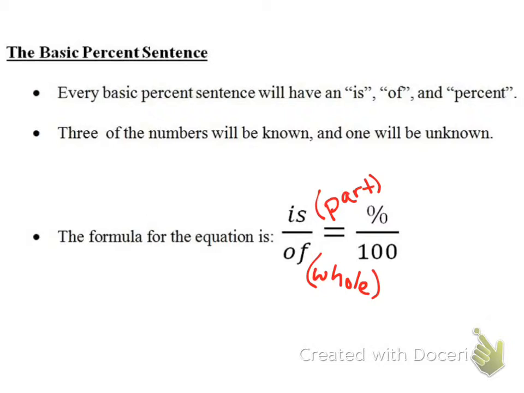So the basic ones, the first ones we'll look at will have the words is, of, and percent in it. But then after that, you kind of have to think of what goes where a little deeper. You won't see the words is and of, but it will be pretty obvious. One will be a part of something, one will be the whole thing. So just remember, part over whole equals percent over 100.